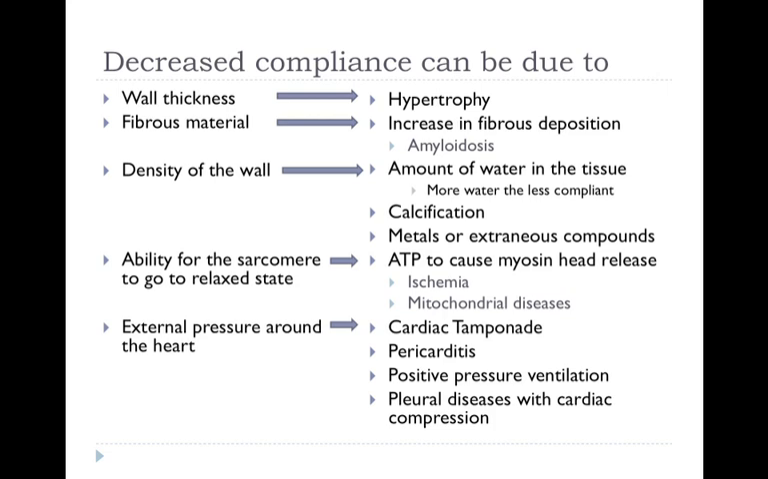The other last factor is the external pressure around the heart can also lead to a decreased compliance, such as cardiac tamponade, pericarditis, which is inflammatory reactions around the heart, which causes pericardial effusions and eventually cause banding effects around the heart. You may also have positive pressure ventilation may also act to decrease the compliance of the ventricle. And you can have certain pleural disease states all the way from a tension pneumothorax to a hemopneumothorax, or any kind of fluid inside the pleural space, which causes compression on the ventricle, may lead to a decreasing compliance of the ventricles.